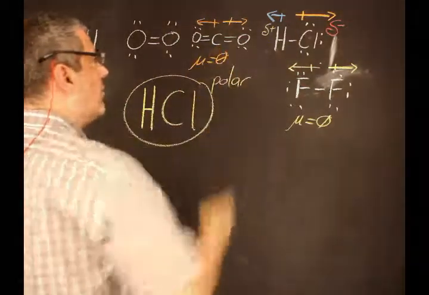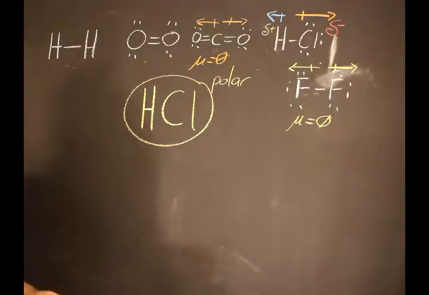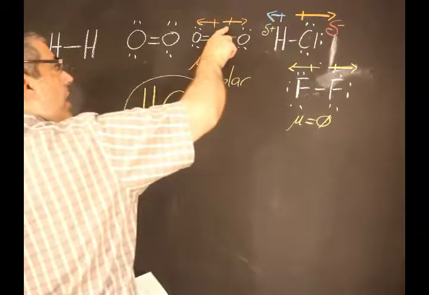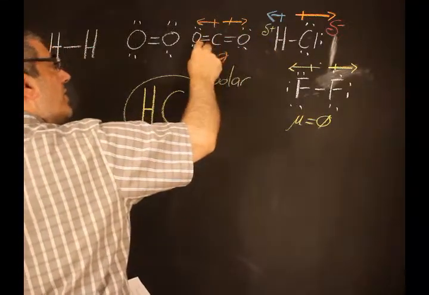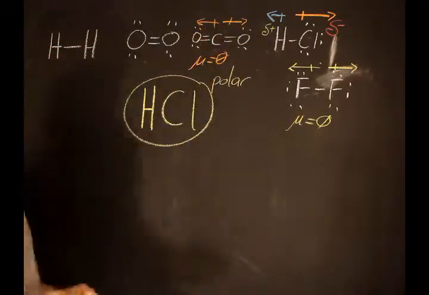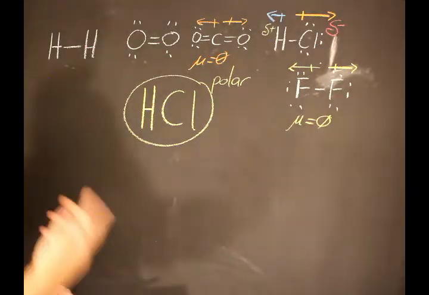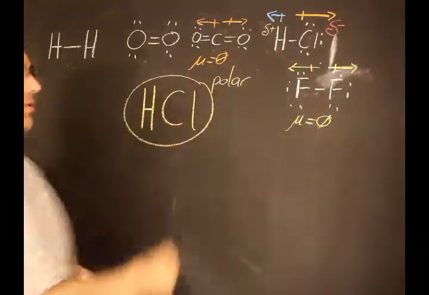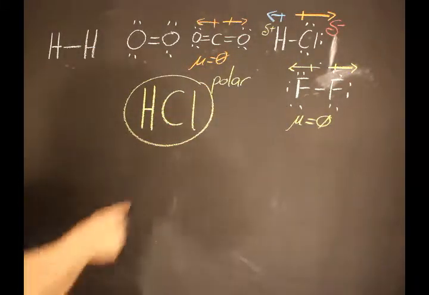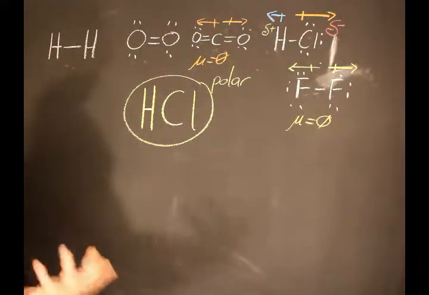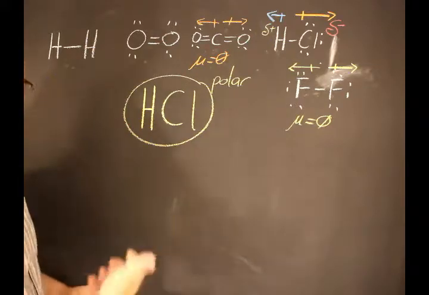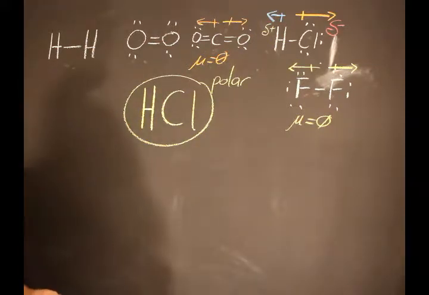And in the case of carbon dioxide, because of the symmetry, yes, oxygen is more electronegative, so this one is pulling on the carbon that way, but this oxygen is pulling with the exact same amount in the opposite direction. They cancel, so dipole moment of zero. Again, this symbol is mu, which is used for dipole. The larger the value of mu, the more polar the molecule.